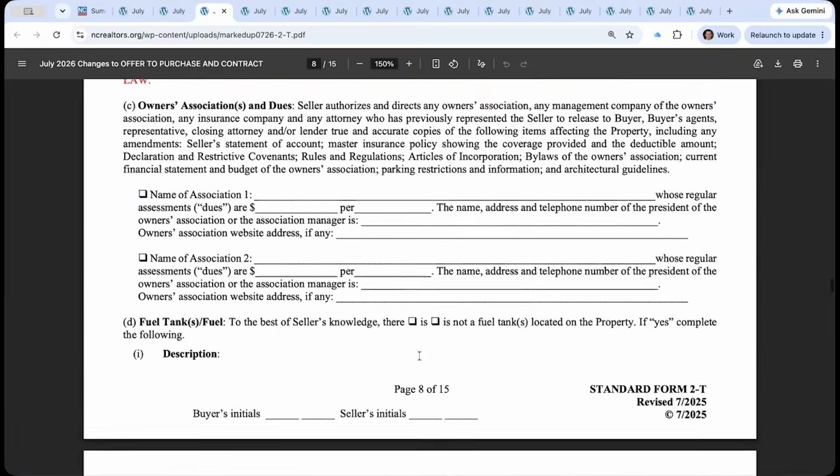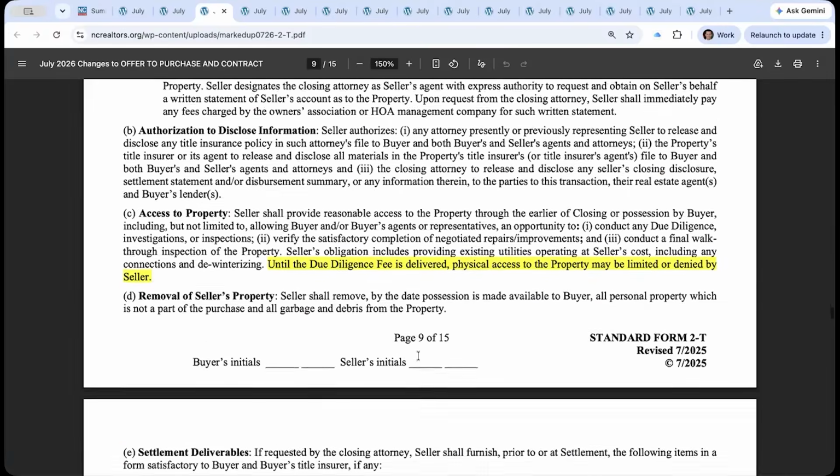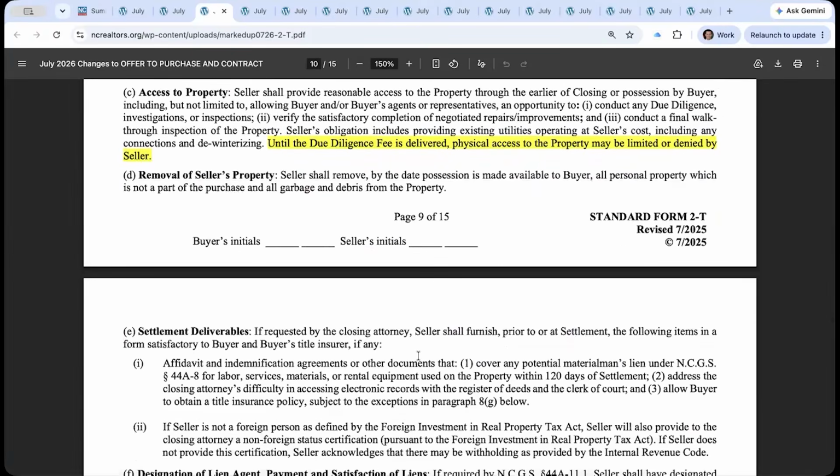You've got some technical edits to the lead-based paint paragraph, and make sure you're giving the brochure and the lead-based paint addendum when appropriate. Here, you've got a change to the access to property paragraph. And this change is small, but pretty big. What it says is that until the due diligence fee is delivered, physical access, not all due diligence, just physical access to the property may be limited or denied by the seller.